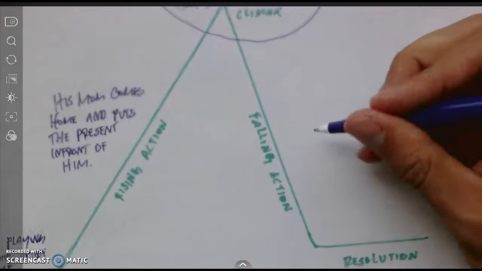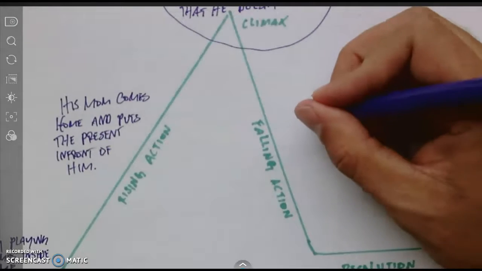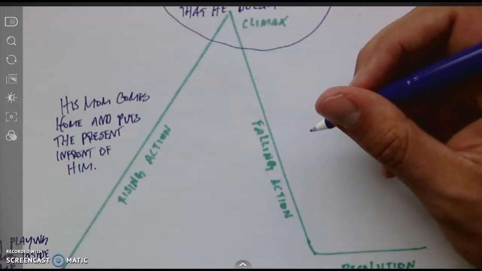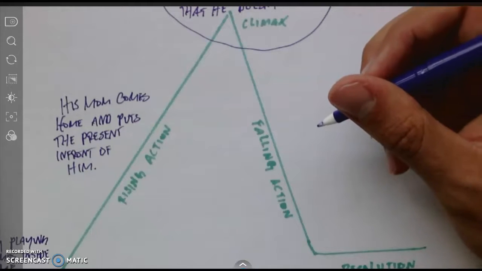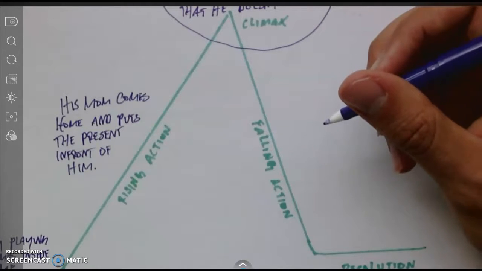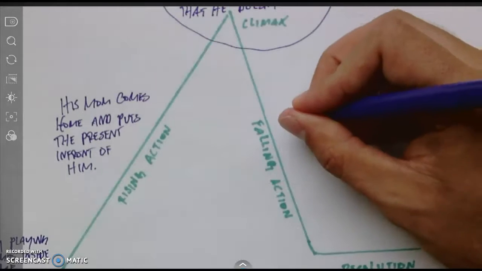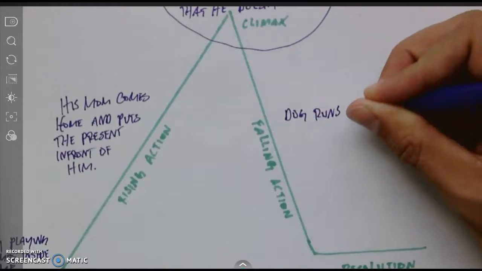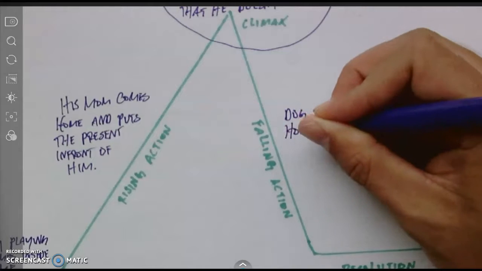All right, next we're going to go to our falling action. So this is when the dog is running around the house doing a lot of cute things, and it catches the boy's attention, even though the boy is mad that he got this dog that he doesn't want because it only has 3 legs. He still can't help but notice how cute it is. So dog runs around house being cute.